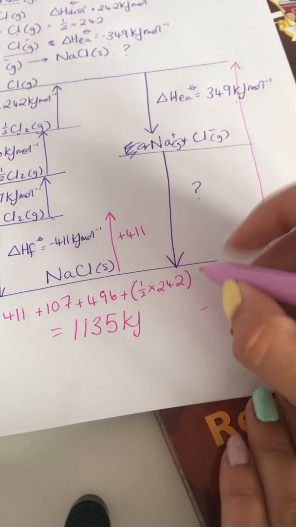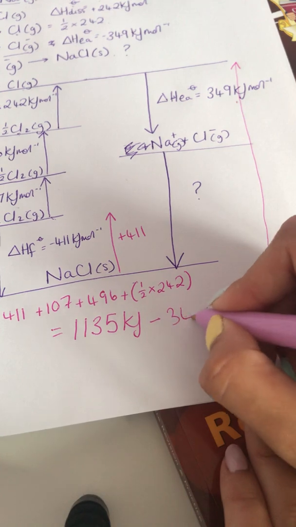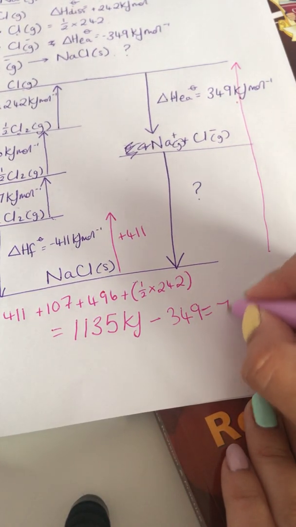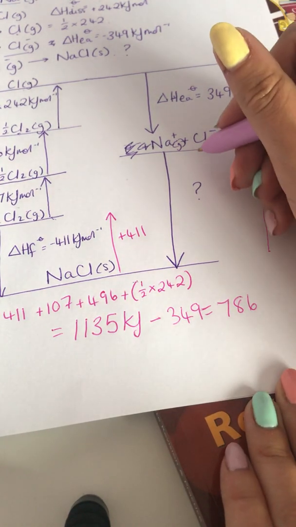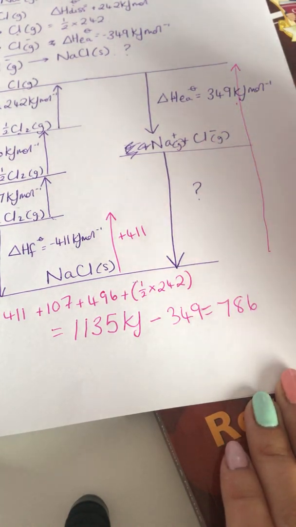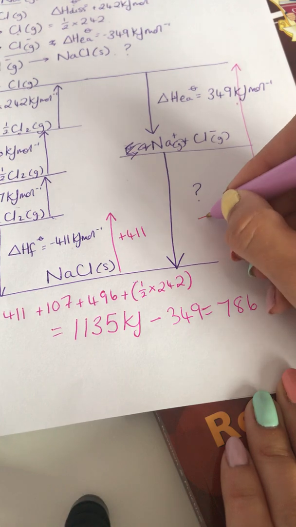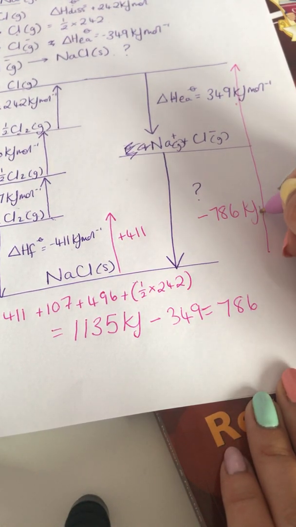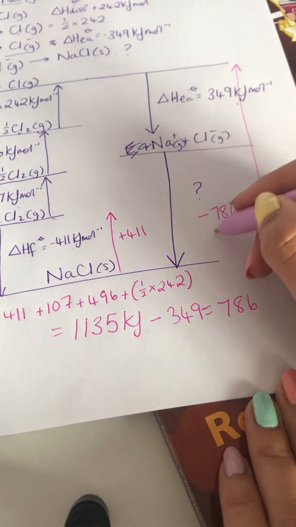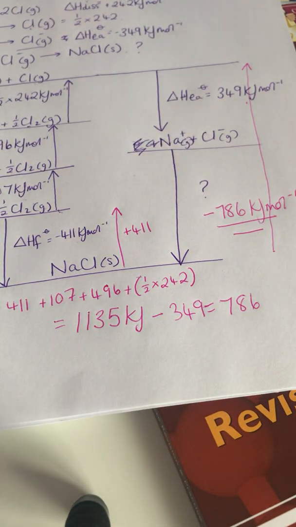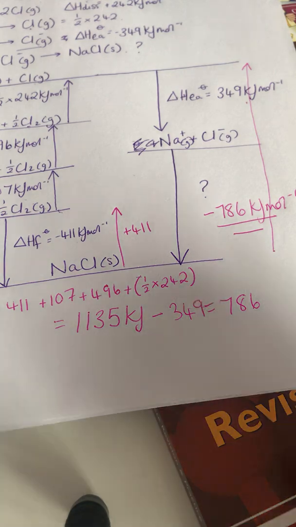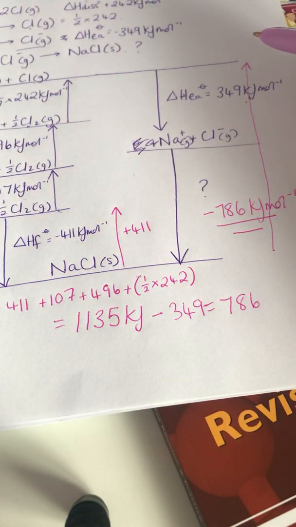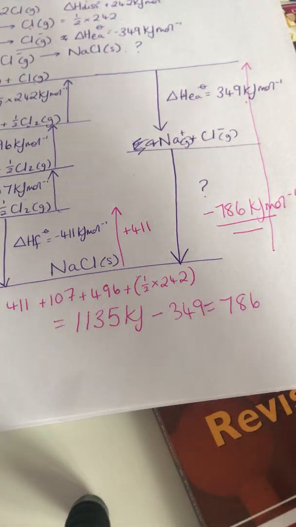786. So if I just put that there, minus 349 equals 786. Now I can see that's a pointing down arrow, so it's going to be a negative enthalpy change. It's going to be minus 686 kilojoules per mole. And that would be my final answer in this case, and we can check it. We should have the same values on the left hand side as we have on the right hand side, and that would be our final answer.